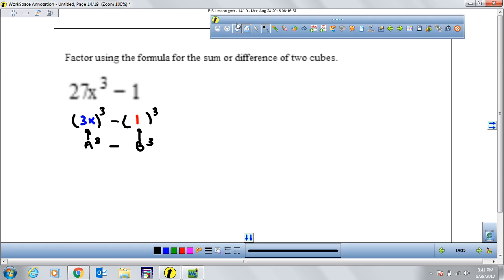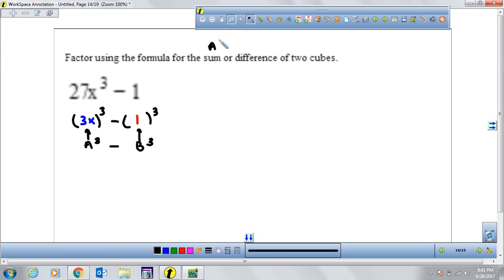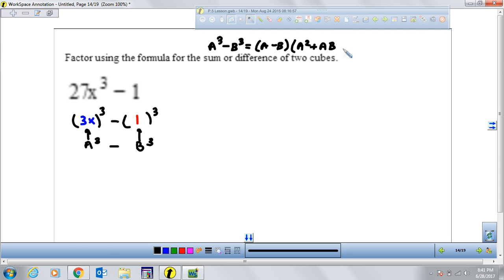According to the formula, I'm going to write it down: a cubed minus b cubed equals a minus b in one parenthesis, a squared plus a times b plus b squared in the second parenthesis. So we already know that a equals 3x and b equals 1. So let's put it in the formula right here.